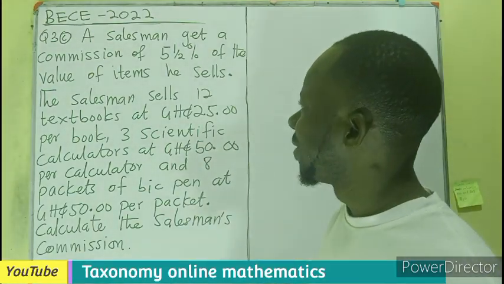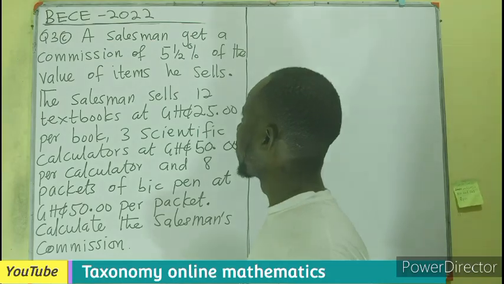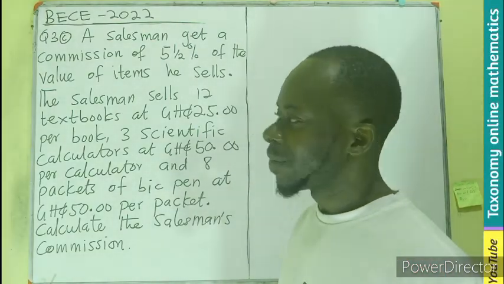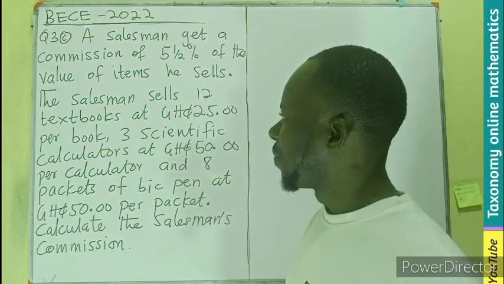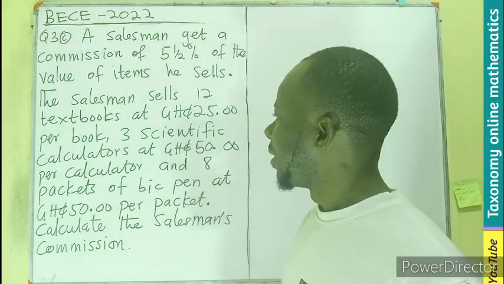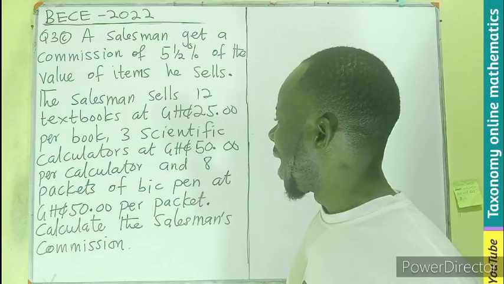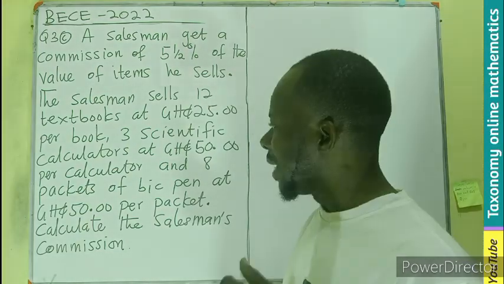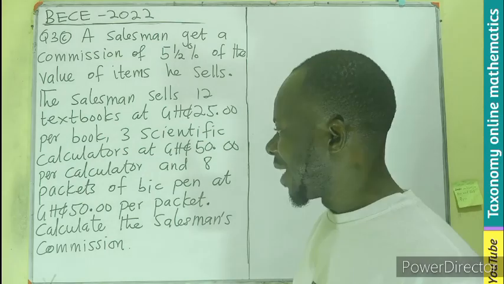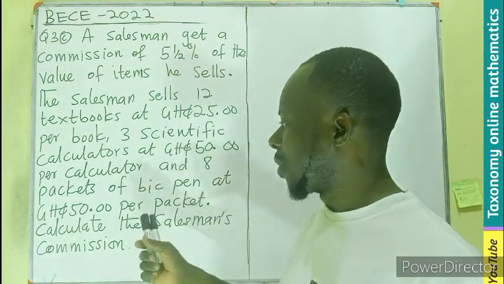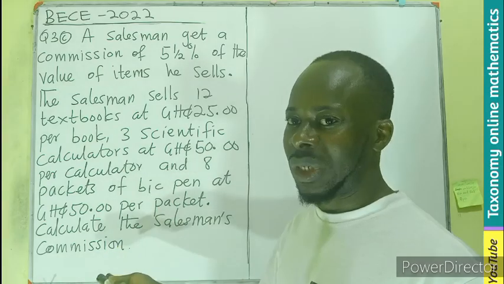A salesman gets a commission of 5.5% of the value of items he sells. The salesman sells 12 textbooks at 25 Ghana cedis per book, 3 scientific calculators at 50 Ghana cedis per calculator, and 8 packets of big pen at 50 Ghana cedis per packet. So you have to calculate the salesman's commission.